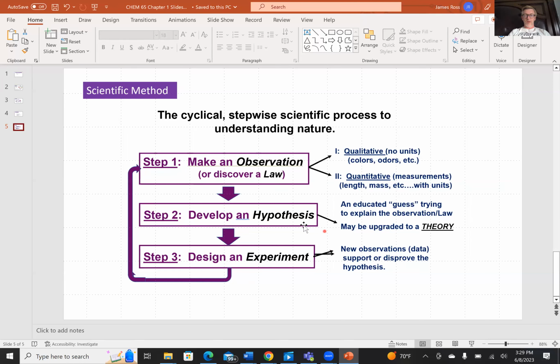So once you've got your hypothesis, you can do an experiment. You can see if your hypothesis is confirmed or denied. And then you can cycle back and make more observations, develop a new hypothesis test, and you can cycle.